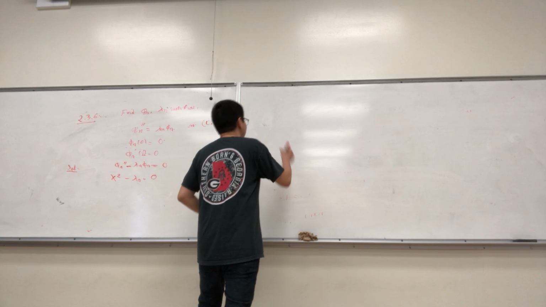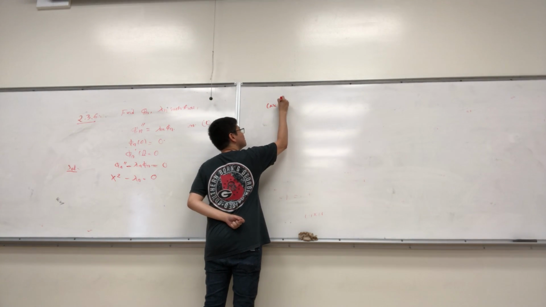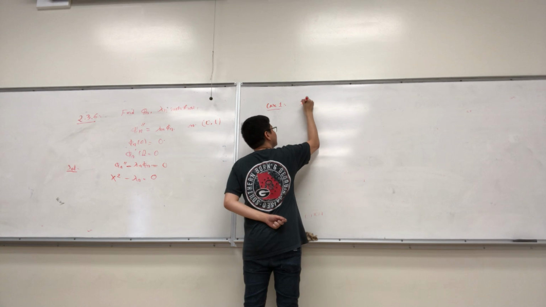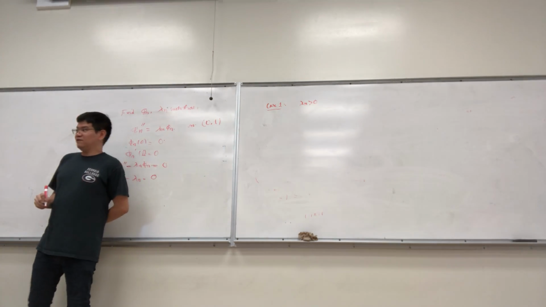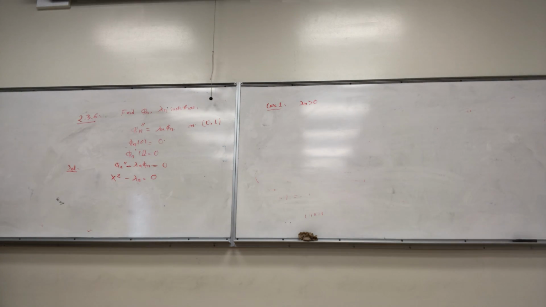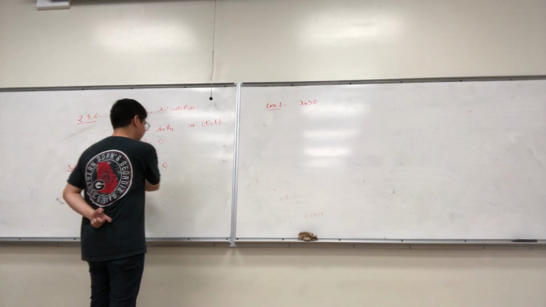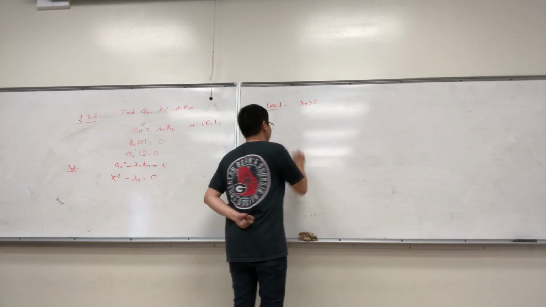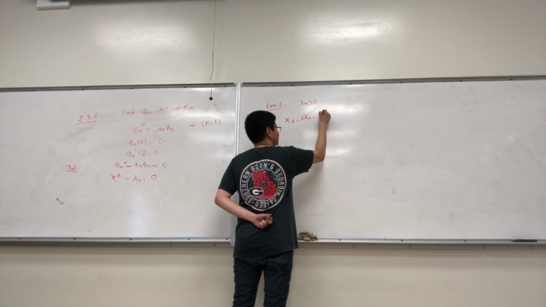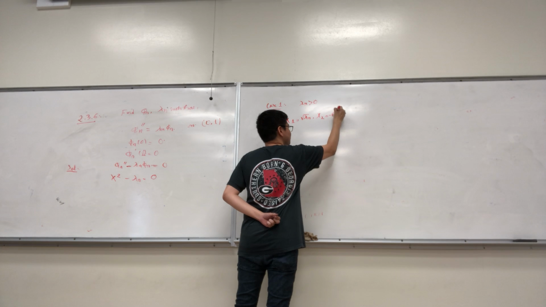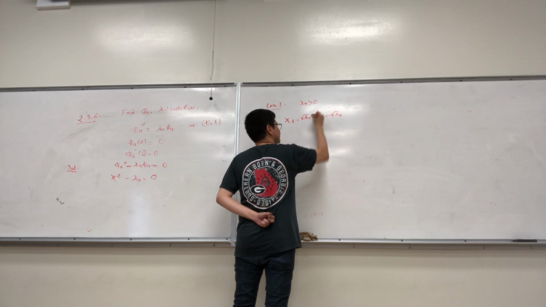So now we consider case number 1: lambda n is strictly greater than 0. If lambda n is strictly greater than 0, what are the solutions for x? So when lambda n is strictly greater than 0, you have x1 is the square root of lambda n, and x2 is minus the square root of lambda n, right?